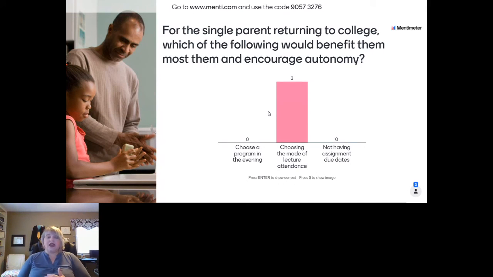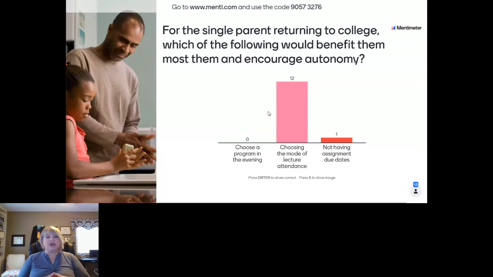Lecture attendance. So that HyFlex course model, we have seen, there's a lot of studies. Brian Beatty is one of the main researchers for the HyFlex model. And there's a lot of research around the impact of that HyFlex course model to promote student retention and persistence, because it gives the student choice, gives the student more control.